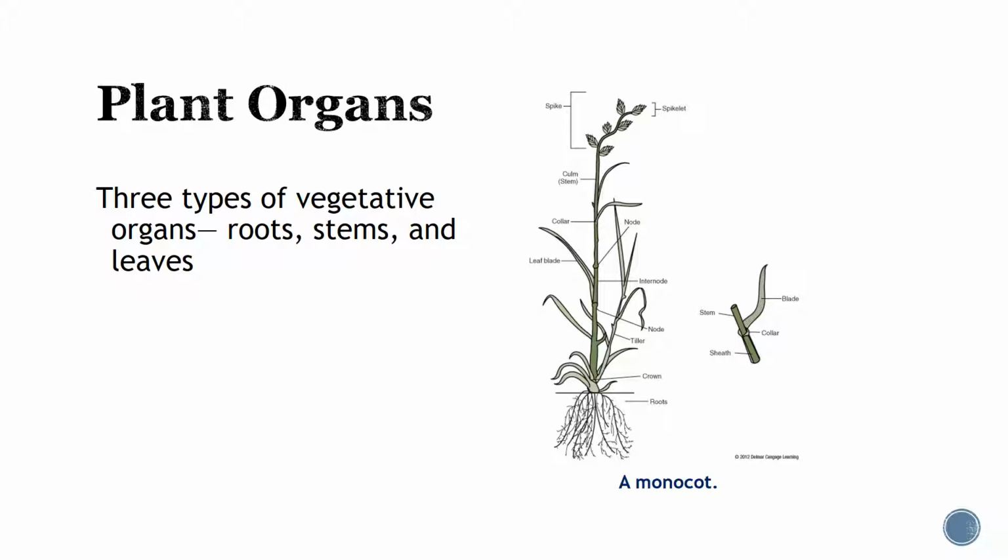On this slide here is a monocot, okay? You can definitely see those characteristics that we've talked about in this class. And so we're going to go through and look at different plant organs within a monocot and a dicot.